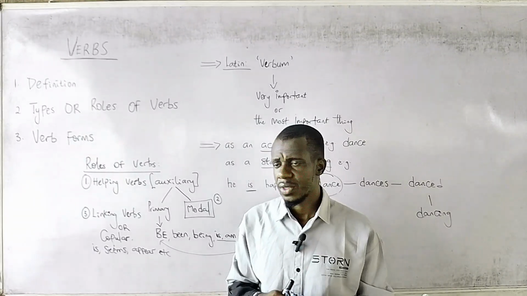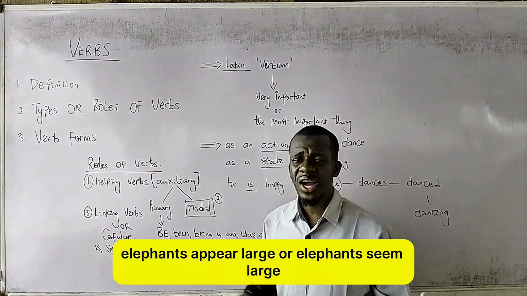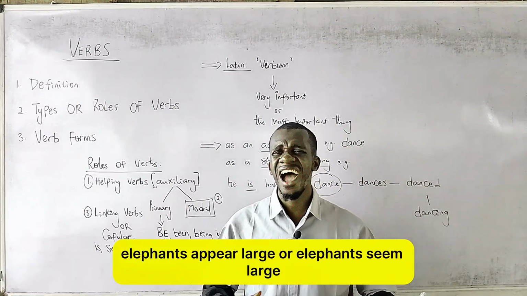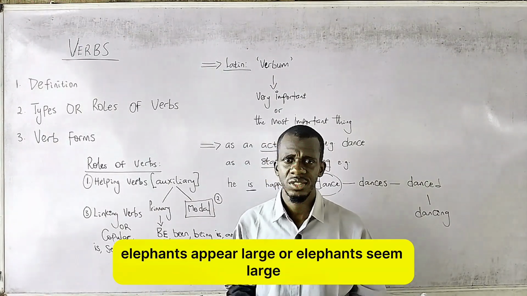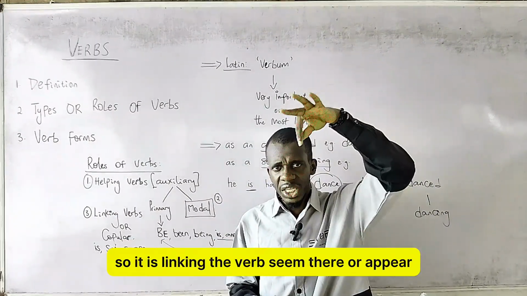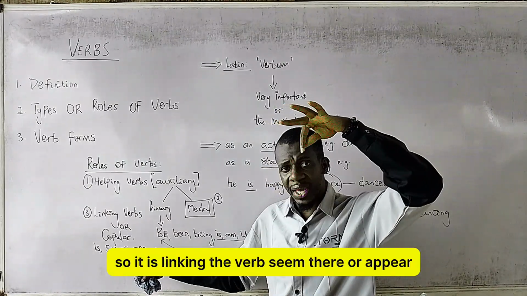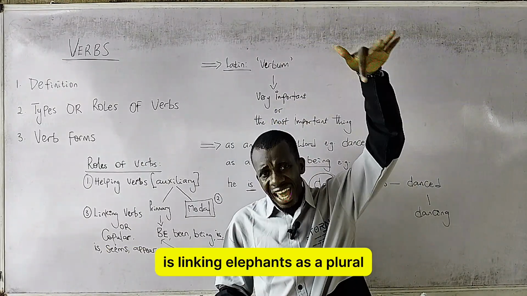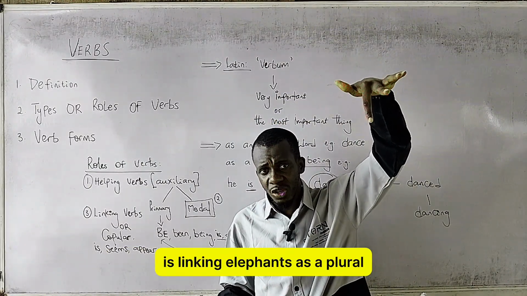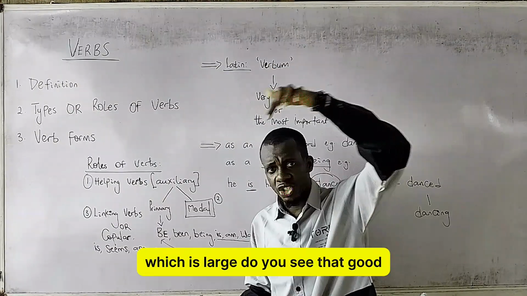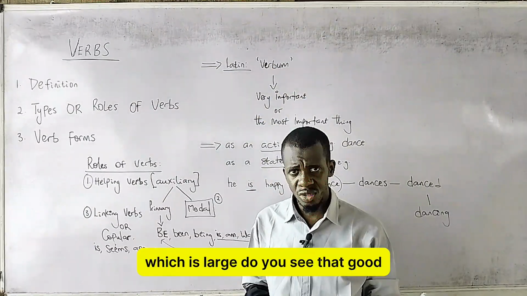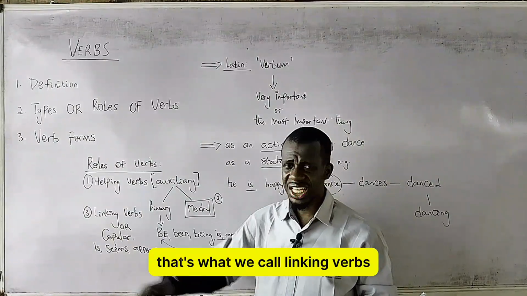Excellent. Okay, elephants appear large, or elephants seem large. So it is linking. The verb seem or appear is linking elephants as a plural subject to the complement, which is large. Do you see that? Good. That's what we call linking verbs.